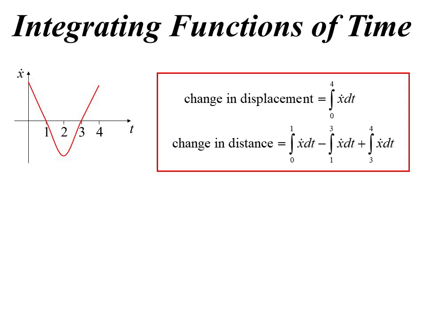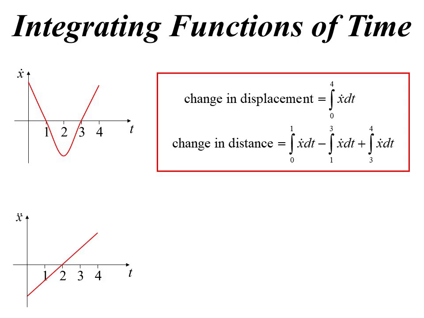Whereas, if it had said change in distance, then I'm going to have to break it up to when is it above, when is it below. So this is very similar to when we talked about integral versus area. It's the same idea. Displacement's just a straight integral, whereas distance is the area under the curve. And so now I've got to break it up when it's above, when is it below.